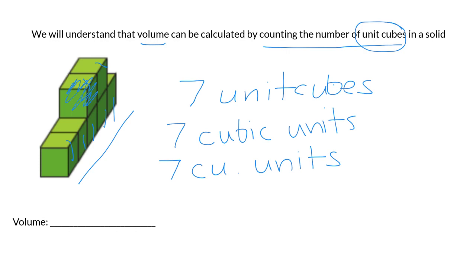Or we could also write this way, 7 units cubed. And remember, this exponent here means that we're going to be multiplying 1, 2, 3 times. And that might not make sense quite yet, but when we get to finding volumes of solids, that will make a little bit more sense.